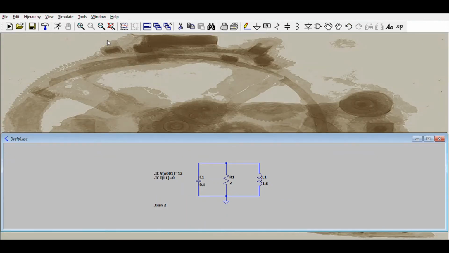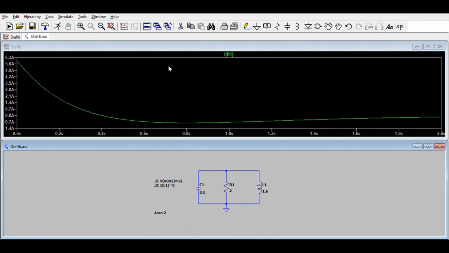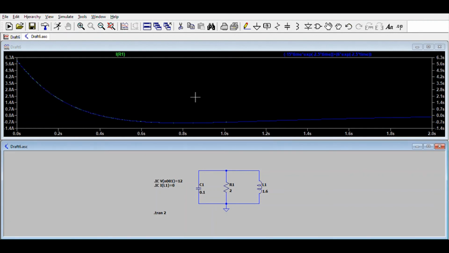So let me go ahead and run it again. We're going to look at the current through the inductor, or sorry, through the resistor. Add trace, and we're going to check our other equation. I'm going to do minus 15 times time times EXP of minus 2.5 times time plus 6 times EXP of minus 2.5 times time, and bam, the exact same curves. That means we did this correctly.